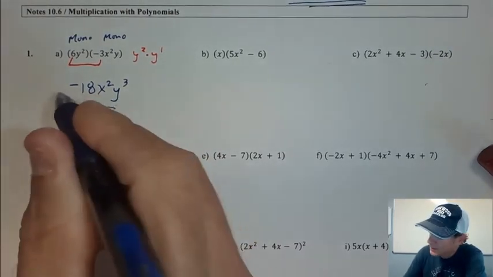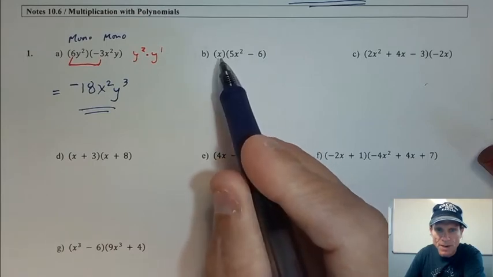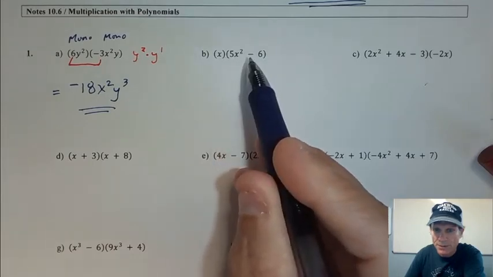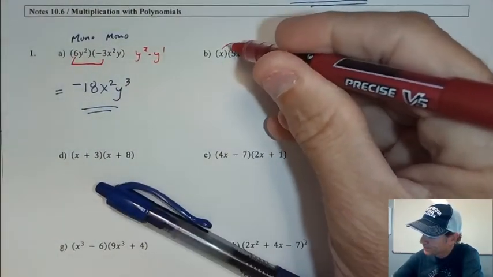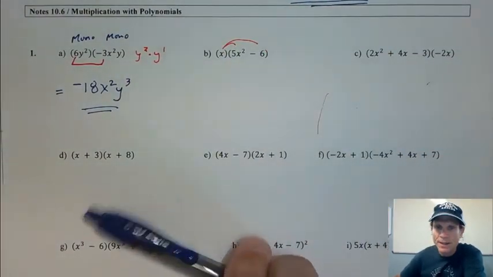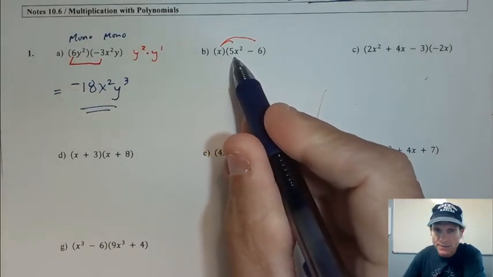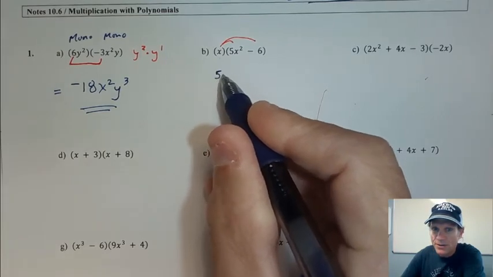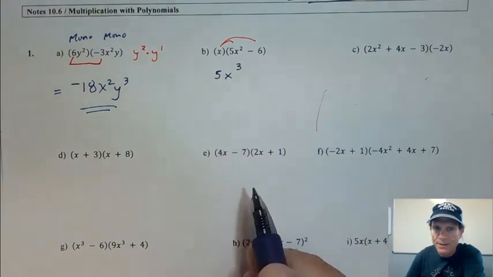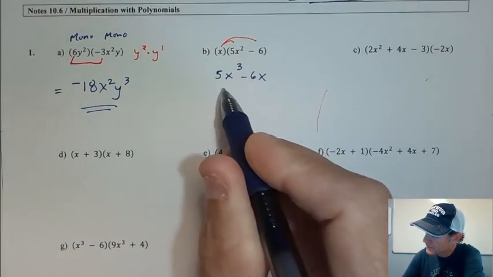Okay, so now next up I have a distributive property, a monomial times a binomial. So I always just draw these arrows in here. Okay, and that reminds me that this x has to hit this first term here, and I get 5x to the third. And then the x has to hit this second term, and I get minus x.